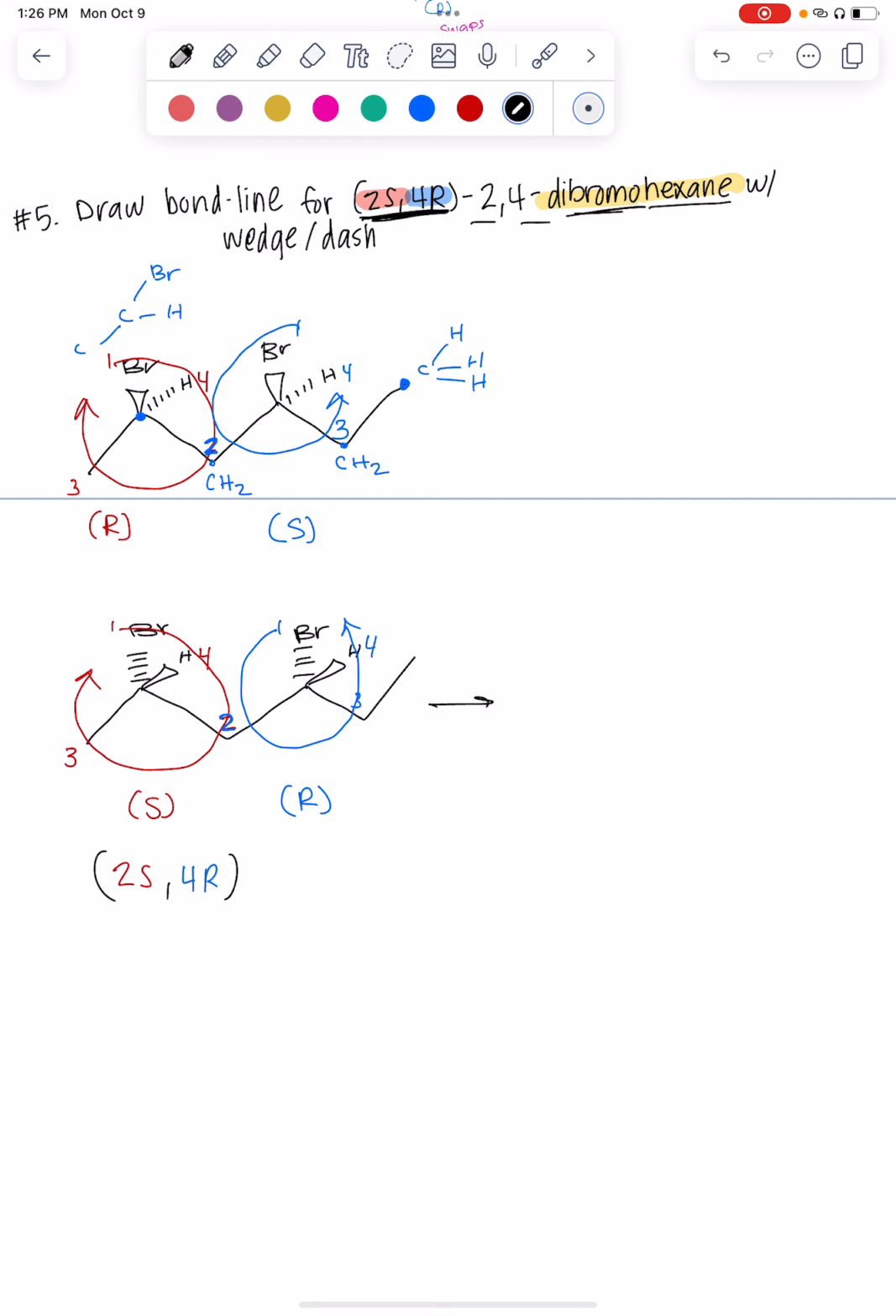So I would just go ahead and redraw this. 1, 2, 3, 4, 5, 6. And then put my bromines on dashes. And it's not necessary to show the hydrogens, so you don't have to. And then this would be what you would get as your answer.